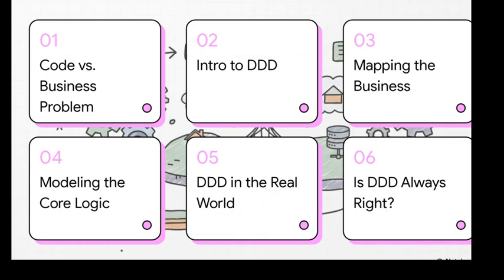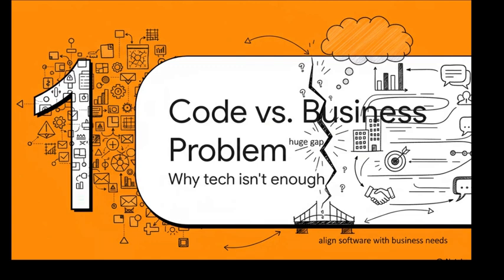Well, here's how we're going to break it down. First, we'll dig into that core problem, the code versus business gap. Then, we'll introduce domain-driven design as a solution. After that, we'll get into its key concepts, see how it works in the real world, and wrap up by asking a really important question: when should you actually use it? All right, let's start with the real challenge here.